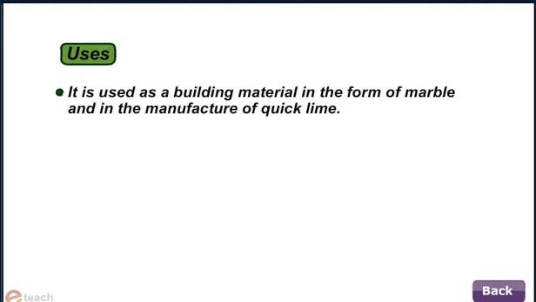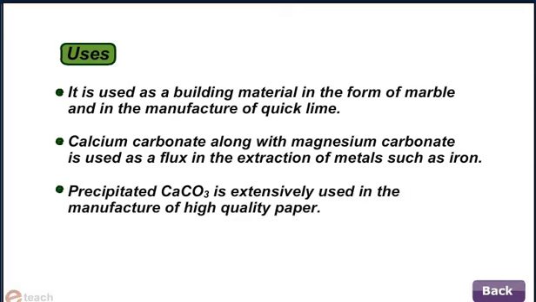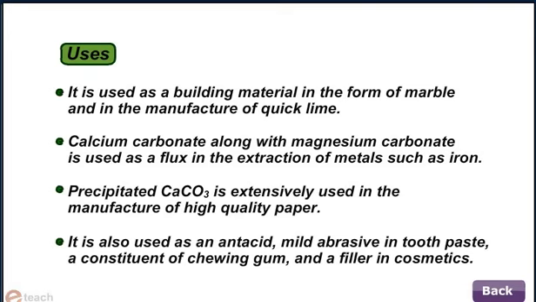Uses. It is used as a building material in the form of marble and in the manufacture of quicklime. Calcium carbonate along with magnesium carbonate is used as a flux in the extraction of metals such as iron. Precipitated CaCO3 is extensively used in the manufacture of high quality paper. It is also used as an antacid, a mild abrasive in toothpaste, a constituent of chewing gum, and a filler in cosmetics.